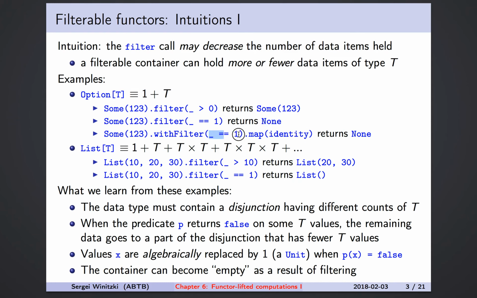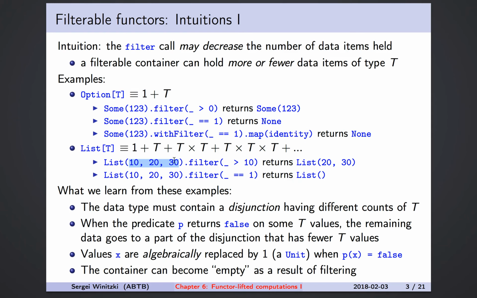if the number inside the option does not pass the condition. The second example, familiar to us, is list. So a list type can be visualized as this short notation. This is a disjunction of unit, a single data item of type T, 2 data items, 3 data items, and so on. And if you apply filter to a list, then only those elements that pass the condition remain in the list.